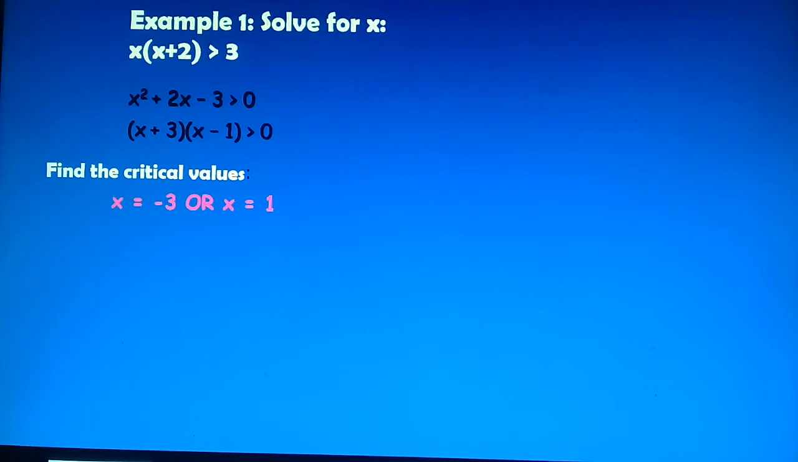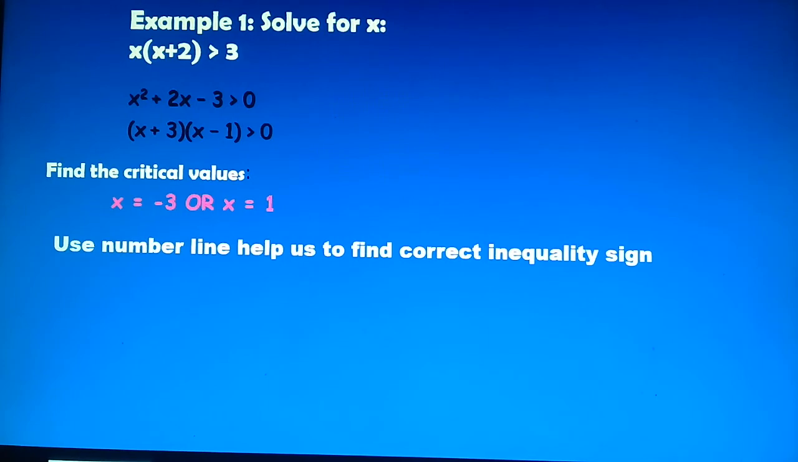How did we get them? We solve the factor x plus 3, and there we get x equals minus 3. And we solve x minus 1 and get x equals 1. Then we have our critical values now. We need to use the number line to find the value that we need. Let's use the number line to find the correct sign of the inequalities. Okay, this is our number line. We have our critical values there. We have minus 3 on the left side because it is the smallest number, and on the right side we have positive 1. Then we use our calculator to find the values.